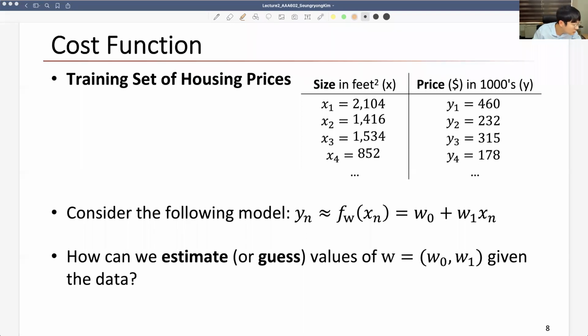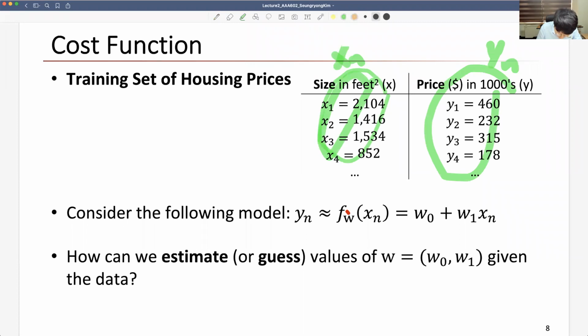Okay, so then how can you do that? To answer this question, let's go back to our previous example, predicting house prices. Here we have the input variable, let's say this is the input variable xn, and this is the output variable yn. What we want to do is to find out the mapping function between them, right?